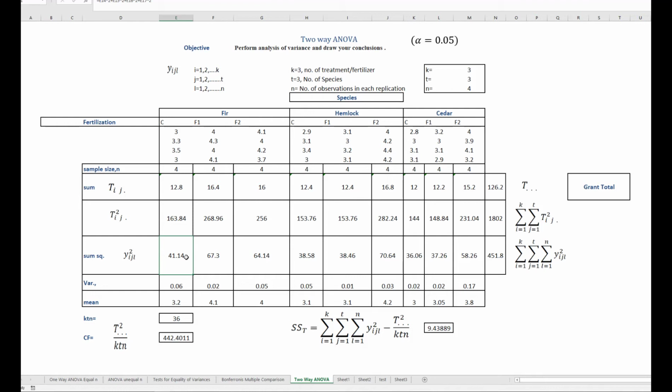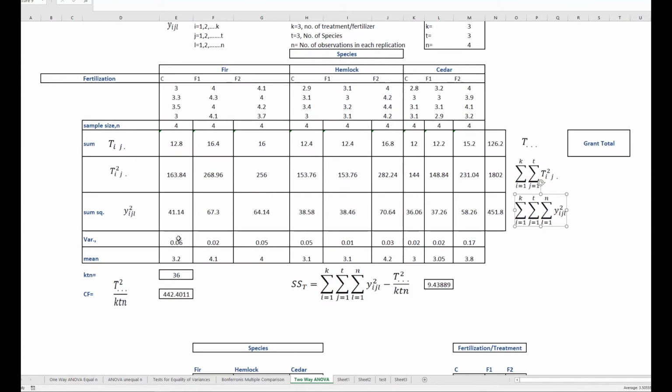This one you used before: in each of those values you have to take the square and then sum them. So you can see I squared 3.3, I squared these 4 values, and then added them. And if you add them all, you will see that this is 451.8. This is actually the square of each of those values, then summed. Okay, so be careful when you do that.